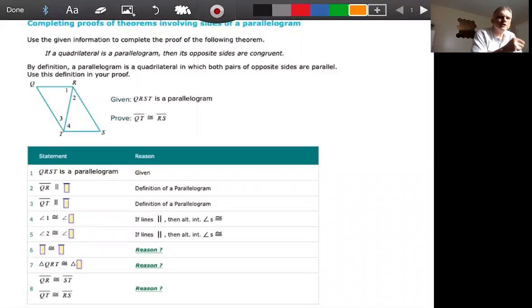Honors Geometry, Unit 4, Day 3 notes. Last notes of semester number 1.